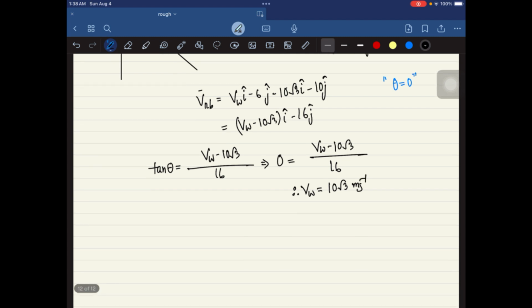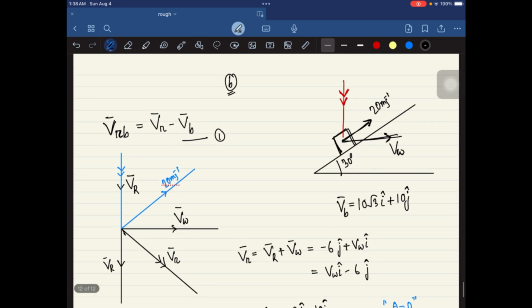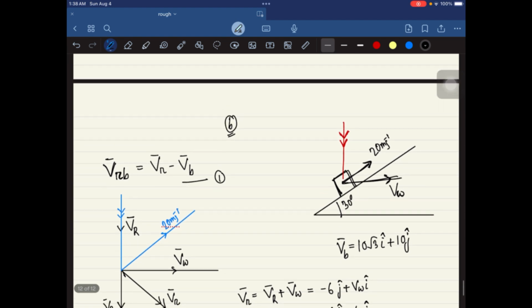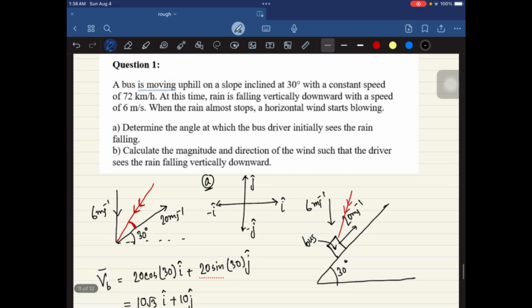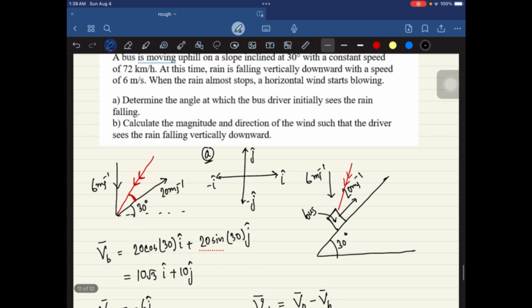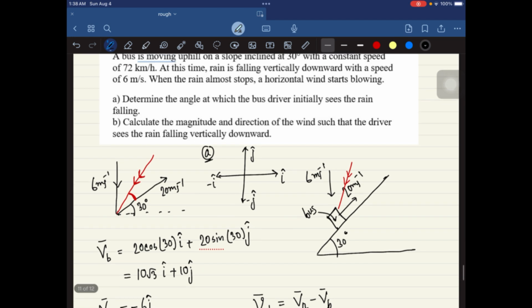Okay, 10 root 3 is approximately 17.32 meter per second. And what will be the direction? The direction will be positive x-axis or positive i direction. Calculate the magnitude and the direction of the wind such that the driver sees the rain falling vertically down.